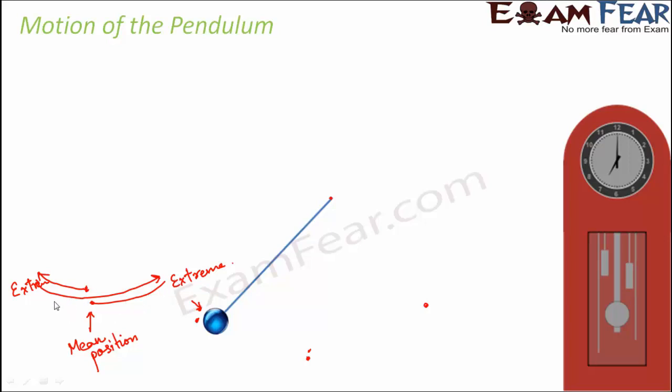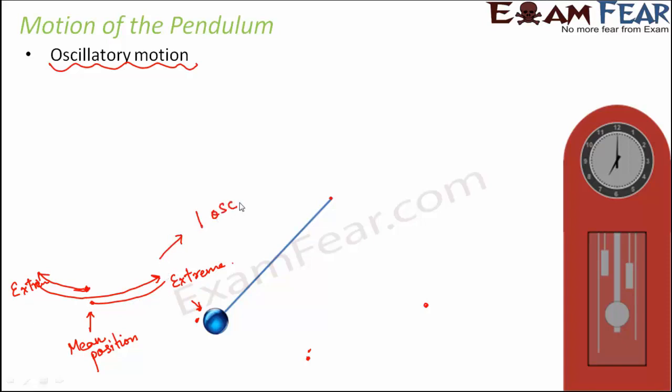So it is a periodic motion because the entire motion gets repeated at periodic intervals of time, and this type of motion is known as oscillatory motion, and this is called oscillation. So what is one oscillation? Moving from here to here, coming back, and again coming back here. This complete one cycle is termed one oscillation. So oscillatory motion is periodic in nature. Why periodic? Because it repeats itself.